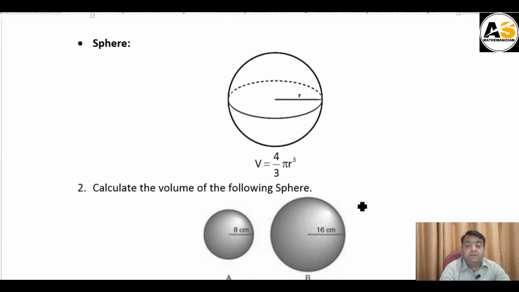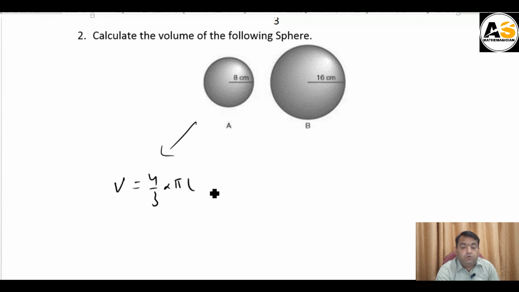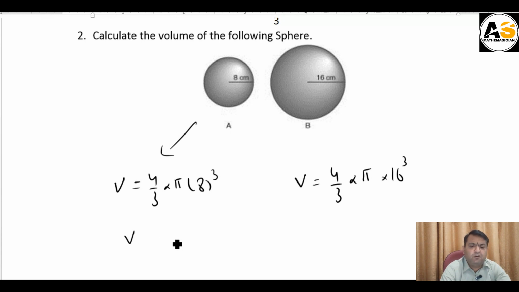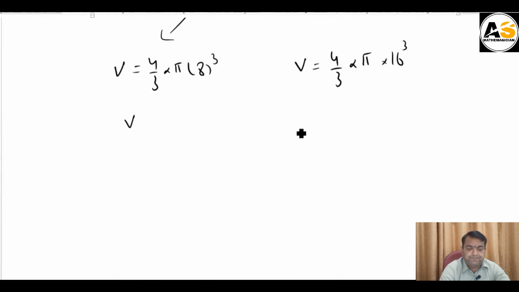Now we come to the next shape. After prism, we are going to discuss sphere, and volume of a sphere is 4 by 3 pi r cube. We have to find the volume of these two spheres. For sphere A, volume is equal to 4 by 3 pi, r is 8 cube. And for the second sphere, volume is 4 by 3 into pi into 16 cube. Please do simplify it by yourself. So sphere has volume 4 by 3 pi r cube. I hope this is clear.